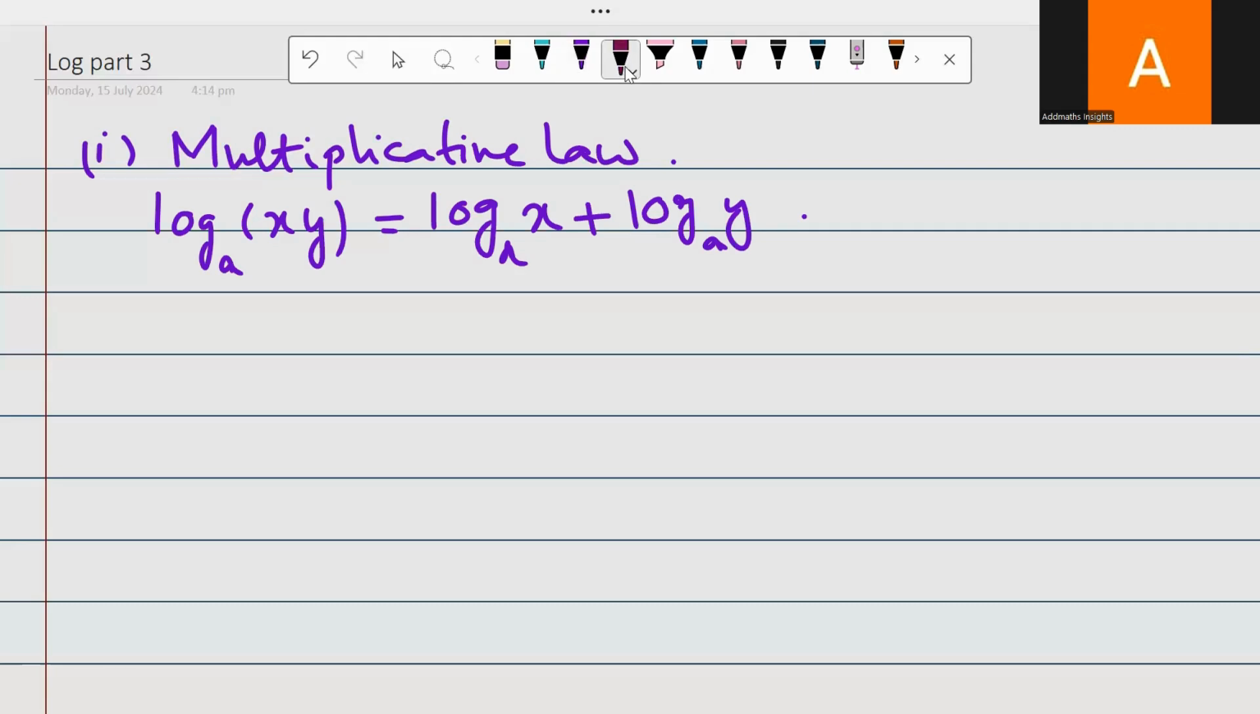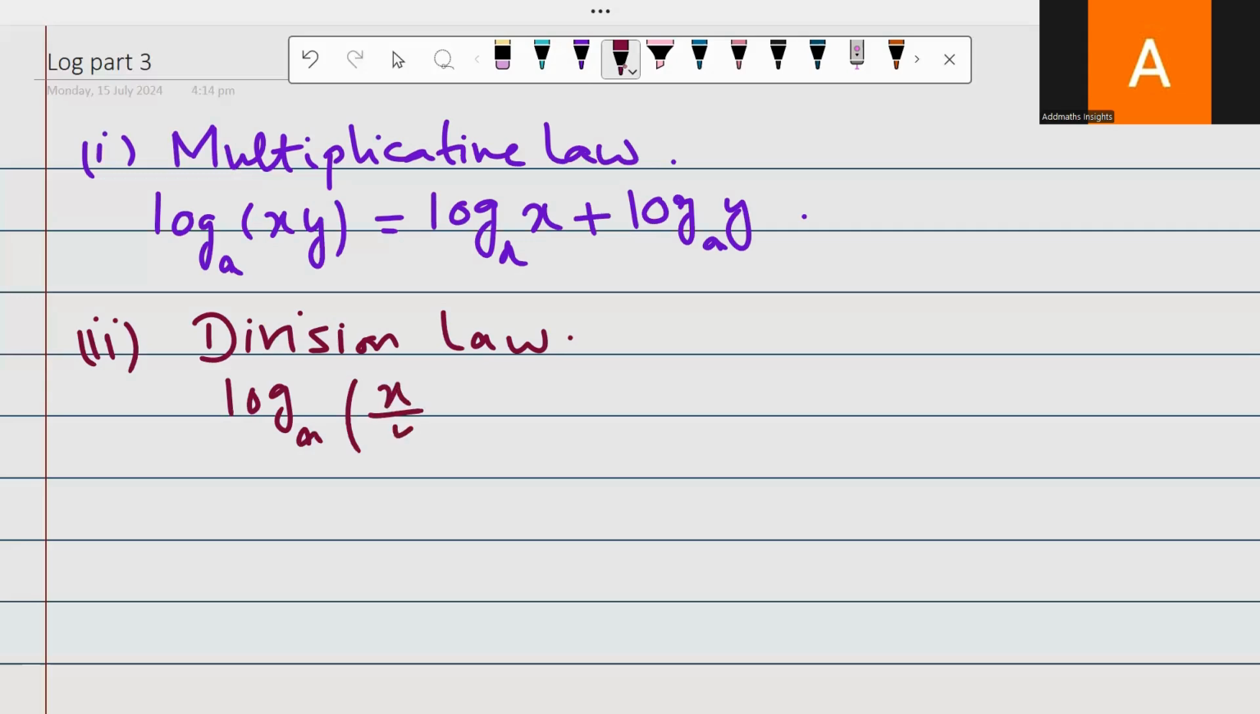And then we have the division law. The division law states that log a of x over y is equal to log a x minus log a y.